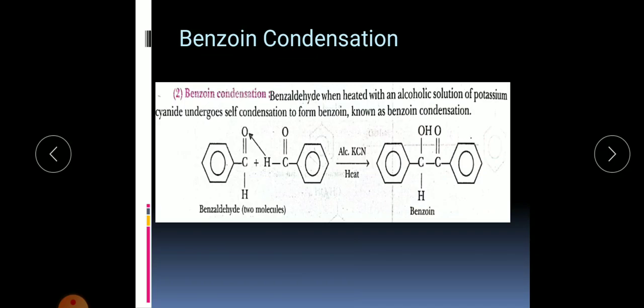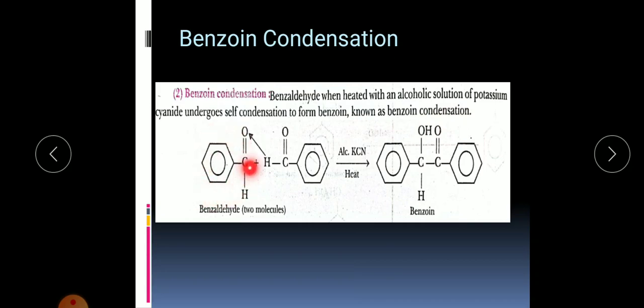Next reaction we have is the benzoin condensation, which is similar to Cannizzaro's reaction. Benzaldehyde is heated with an alcoholic solution of potassium cyanide. Before this, in Cannizzaro's reaction, we have seen that benzaldehyde was treated with concentrated sodium hydroxide solution, but over here we'll be treating with alcoholic solution of potassium cyanide, KCN. It undergoes self condensation to form benzoin. So this is the name of the compound, benzoin, which is known as benzoin condensation.